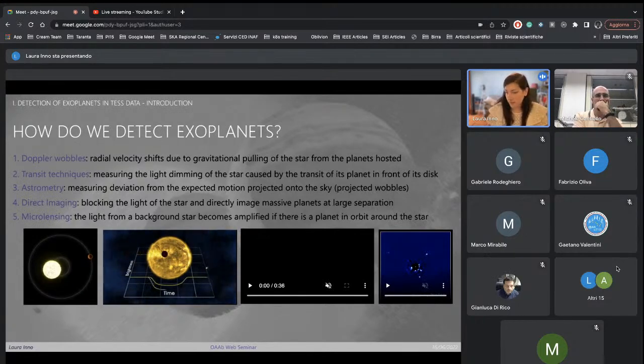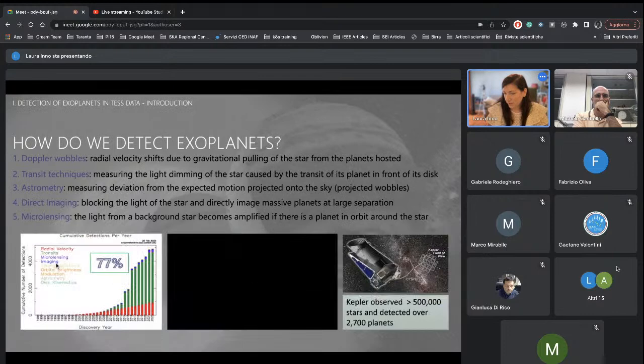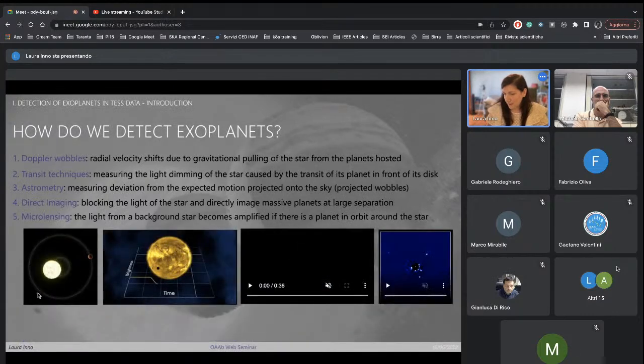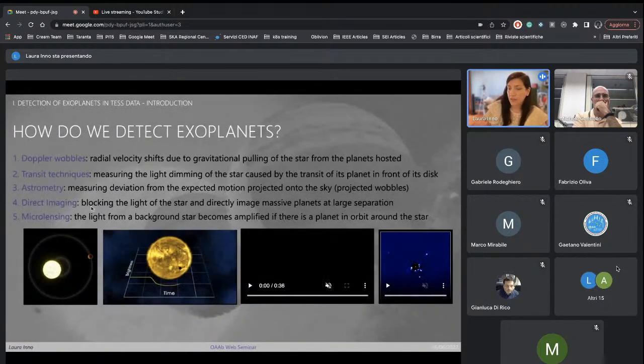So the first method is by measuring the radial velocity shift of a star produced by the gravitational pulling of the planetary system that is surrounding the star. The second method is the transit technique, of course, in which we are measuring the decreasing incoming flux from the star produced by a planet that is crossing the stellar disk.